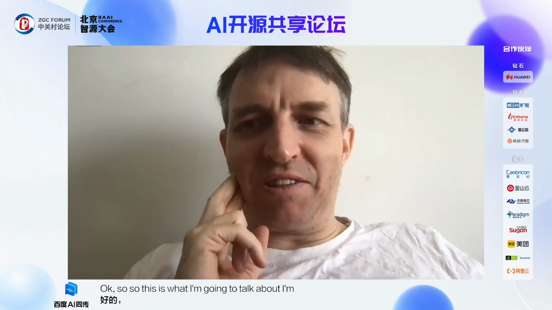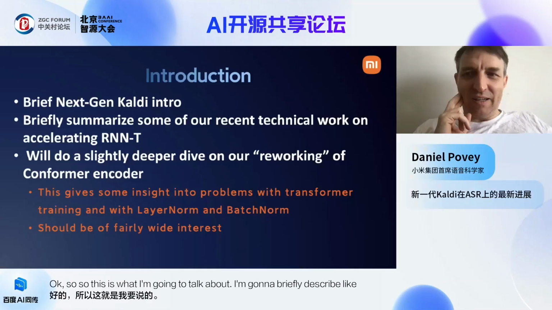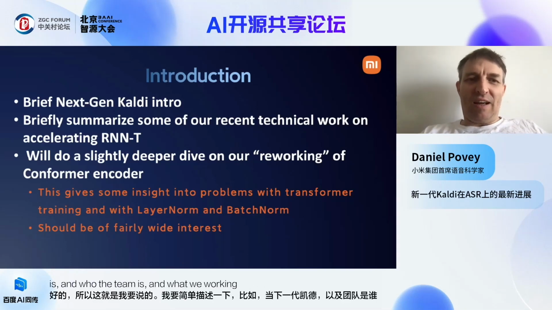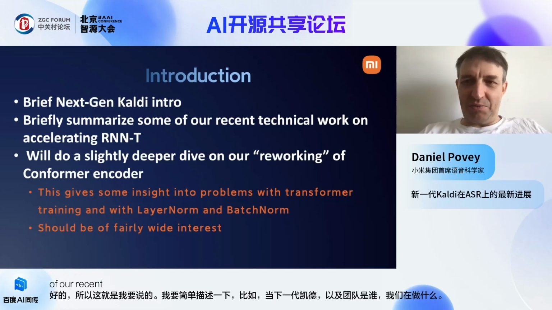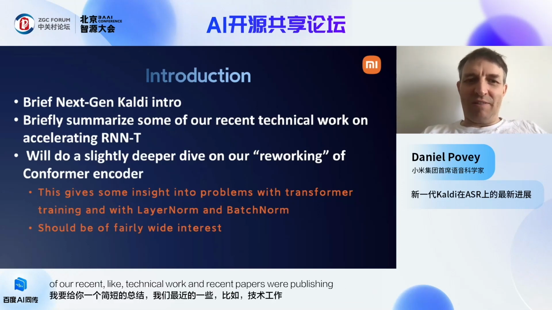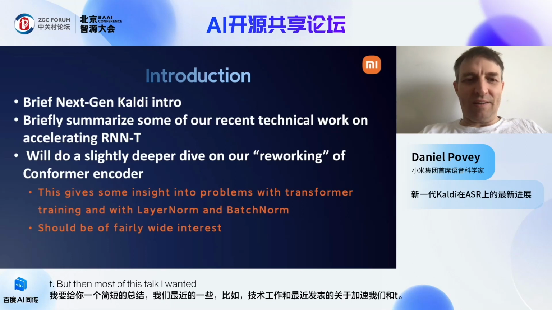I'm going to briefly describe what Next-Gen Kaldi is, who the team is, and what we're working on. I'm going to give you a brief summary of some of our recent technical work and recent papers we're publishing about accelerating RNNT. But then most of this talk, I want to describe something else that we haven't yet published, although I guess this technically is a kind of publication.